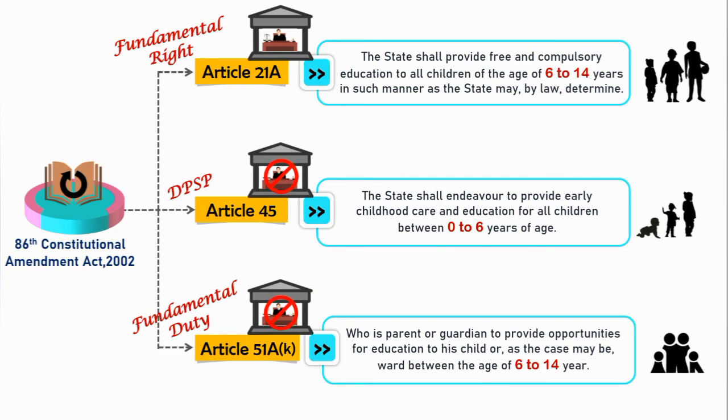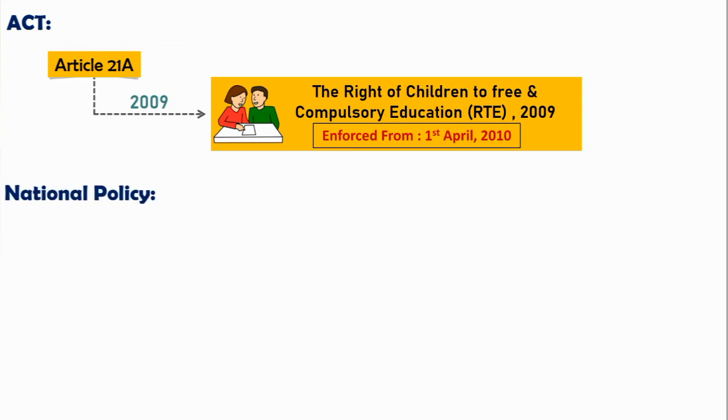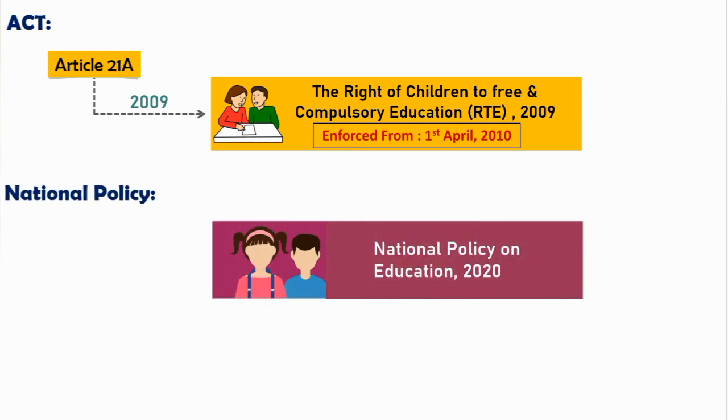To give effect to the provision of Article 21A, an act was passed by the government in the year 2009, that is, the Right of Children to Free and Compulsory Education Act 2009, which came into force from 1st April 2010. If we talk about national policy, then you might have heard about National Policy of Education 2020, which is the most recent one. So after independence, 4 times National Policy on Education has been launched by the government.